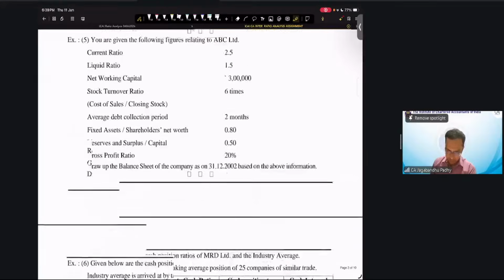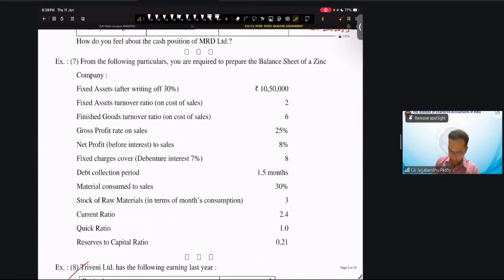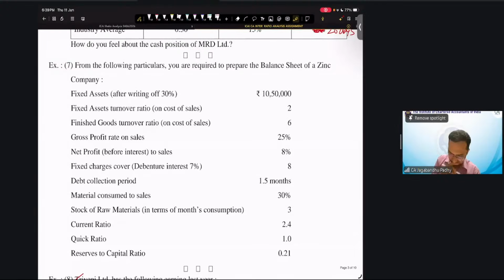Okay, try out this question 7. Question 7 is, just ignore this fixed asset part of, after writing off 30%. There's nothing to do with this. Okay. I think the rest of the question is fine. So you have to prepare a balance sheet of this company Zinc, where we have the ratios and certain values given to us.